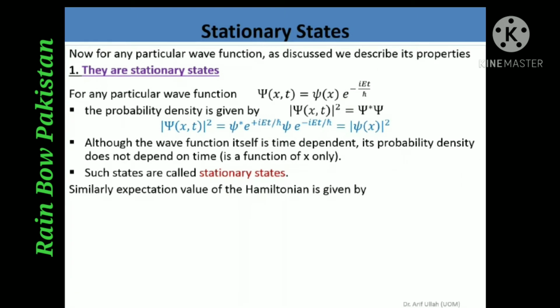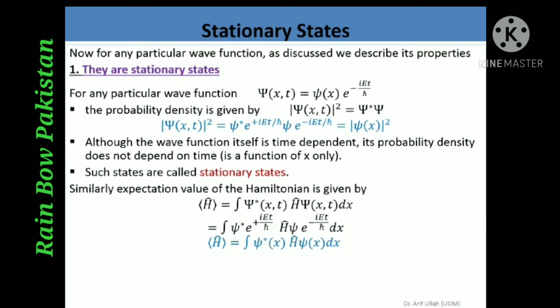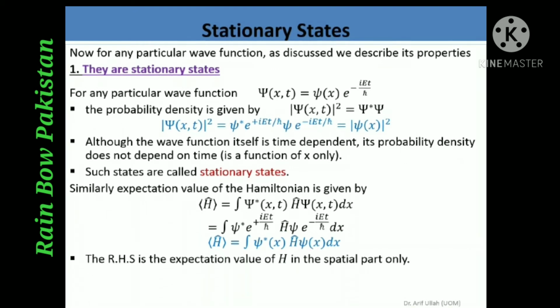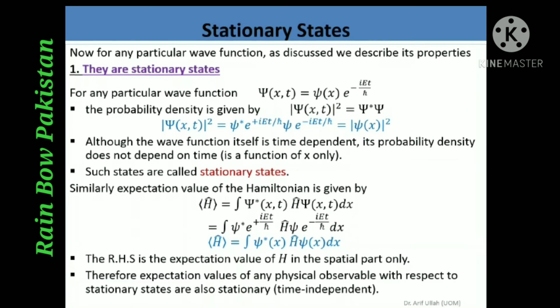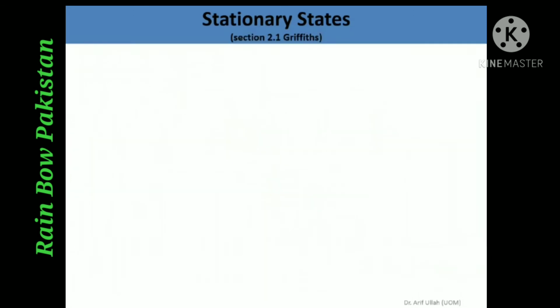Similarly, the expectation value of the Hamiltonian is defined as the integral of Ψ* H Ψ, and if we integrate this by plugging in the value of the wave function again, we end up with ψ* H ψ. As you can see, the right hand side again is in the spatial part only. Therefore, it can be concluded that the expectation values of any physical observable with respect to stationary states are also stationary. Similarly, another property is that they are states of definite total energy.